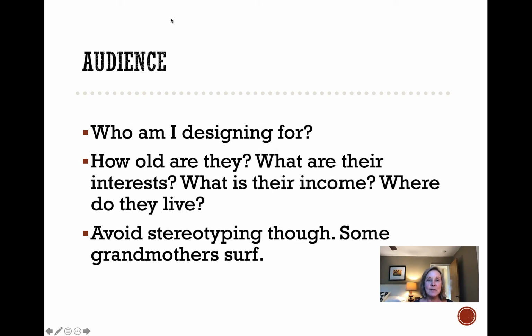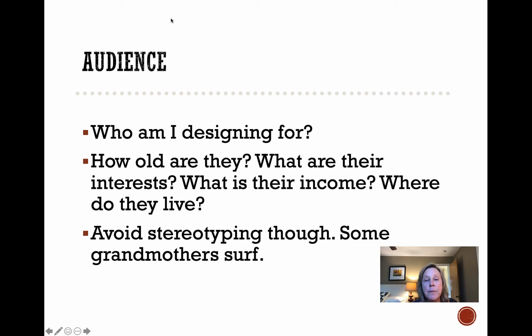First of all, audience. Ask yourself, who am I designing this for? This is a lot about demographics, but it's also about something that we call psychographics. Psychographics is what people's values and interests are, and that is something you need to consider. But start with their age. What are their interests? What is their income? Where do they live? Maybe income isn't important. Maybe where they live isn't important, but decide what is relevant to the project you're designing. And then, of course, you want to also consider their psychographics.